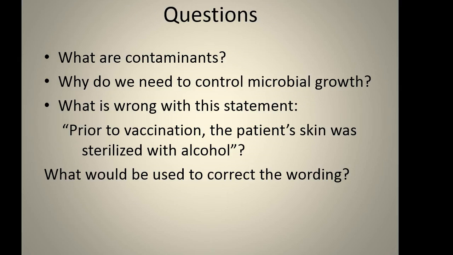So what are contaminants? Any unwanted microbe. Why do we need to control microbial growth? Yeah, we want to keep it from spoiling food. And definitely we don't want any microbes growing on something that should be sterilized.